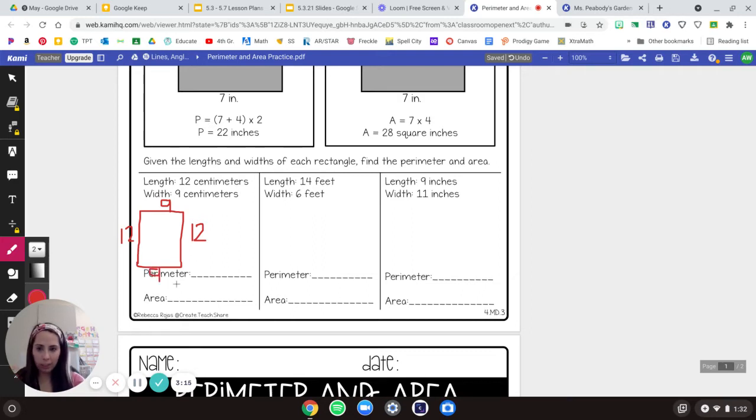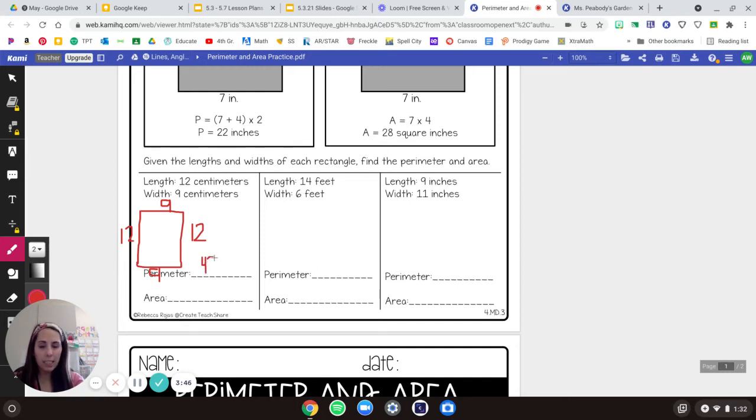Now, perimeter. I'm going to add all of these numbers. This is hard for me to type on the computer, so I'm just doing my work over on the side on a piece of paper. So I'm doing 9 plus 9 plus 12 plus 12. Or I could do 9 plus 9 and get 18, and 12 plus 12 and get 24, and add them together to get 42. So that's part one of our perimeter.